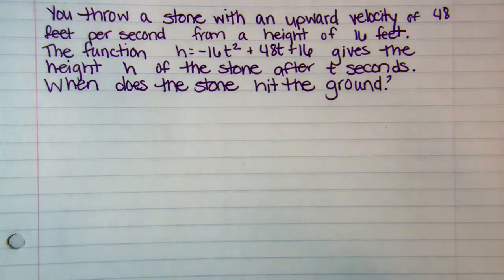Okay, here is our final problem. It's a word problem, but it also incorporates one extra step that we didn't have to do before. So the situation: you're throwing a stone with an upward velocity of 48 feet per second from a height of 16 feet. The function h equals negative 16t squared plus 48t plus 16 gives the height h of the stone after t seconds. When does the stone hit the ground?